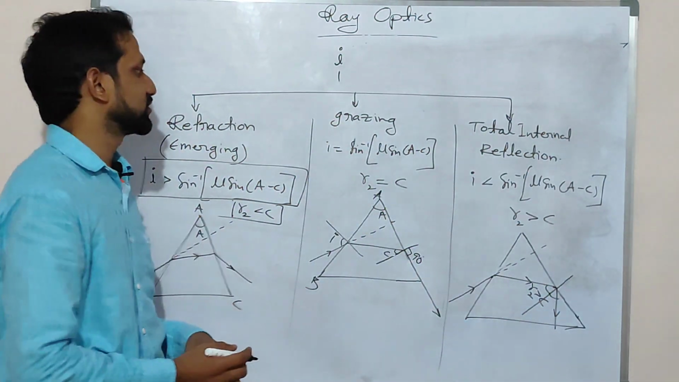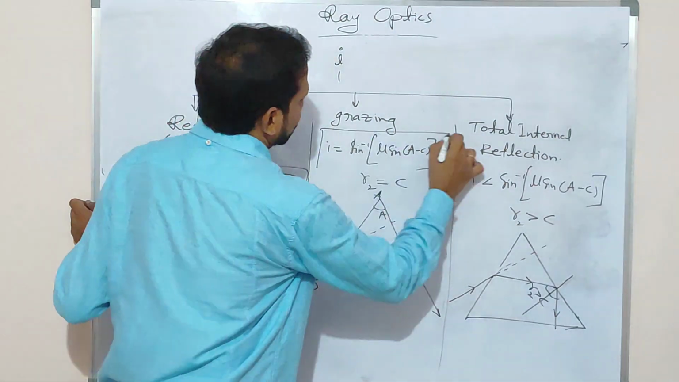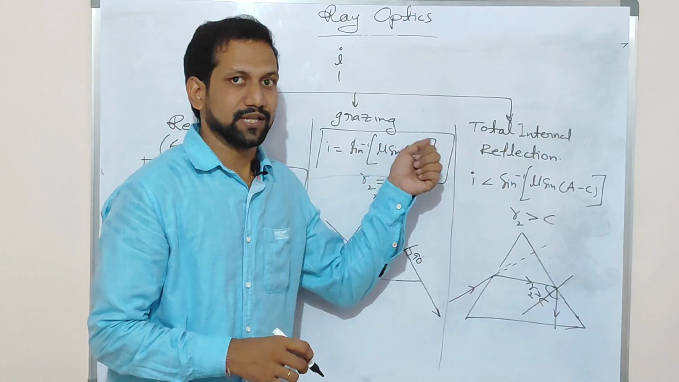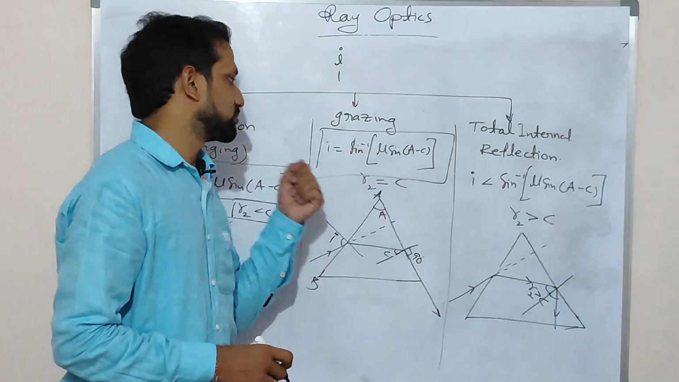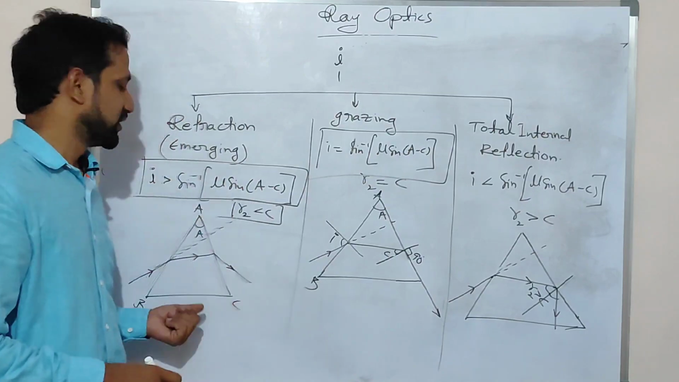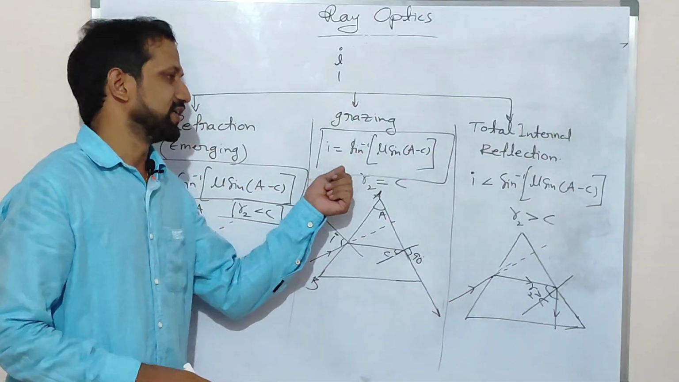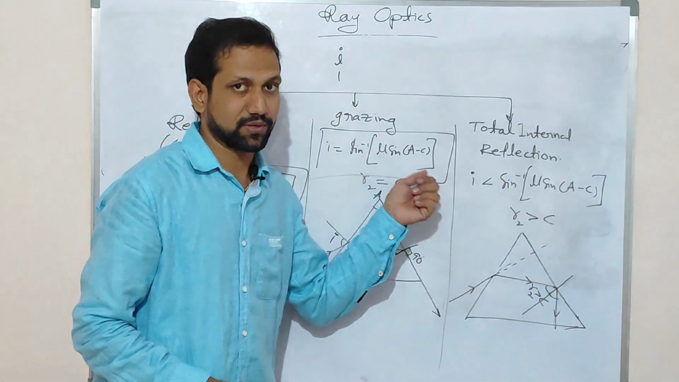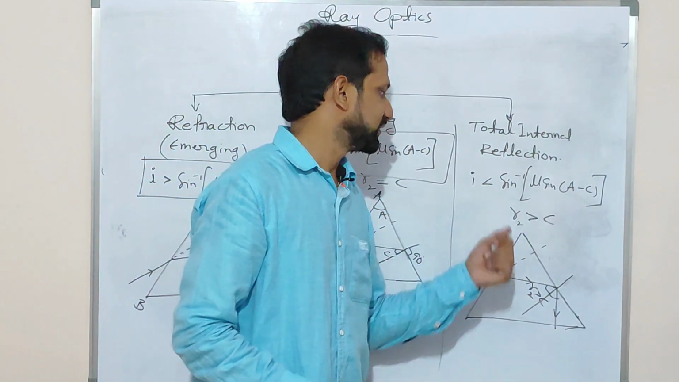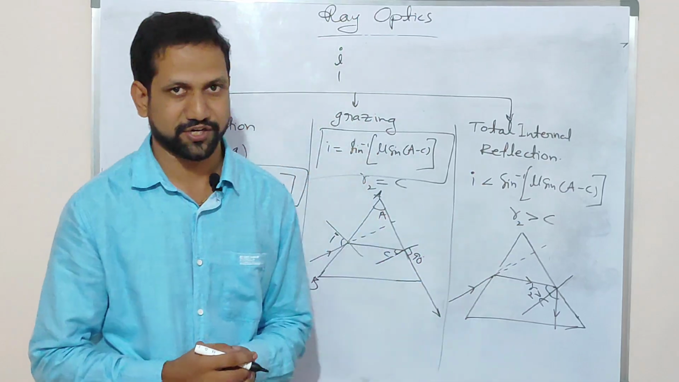Okay, so these are the 3 cases. Remember the condition that I is sine inverse of mu sine (A minus C). Then you have to take the 3 possibilities. If I is greater than sine inverse of mu sine (A minus C), it will have emergence. If I is equal to sine inverse of mu sine (A minus C), it will have grazing. If it is less than that, then it will have total internal reflection.